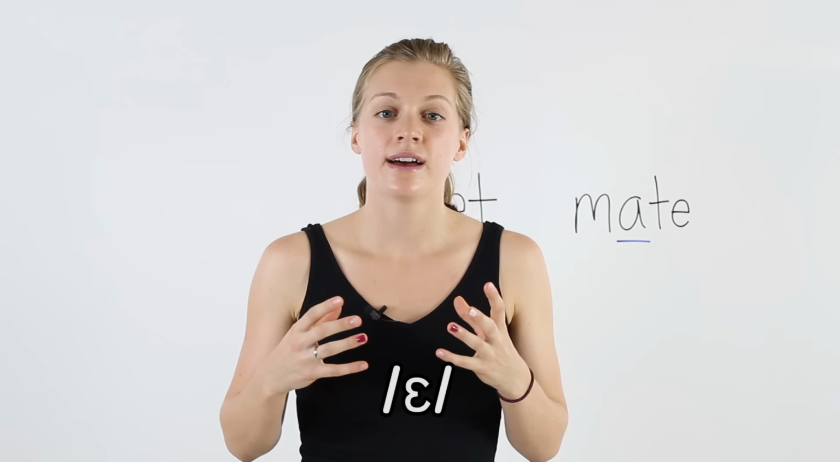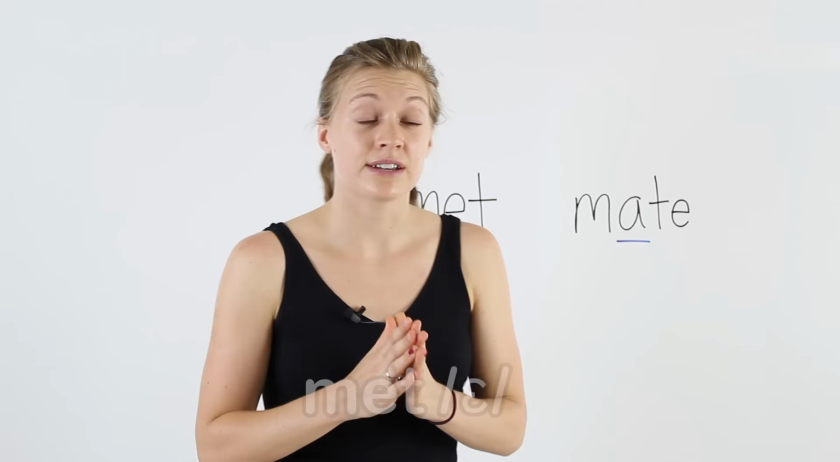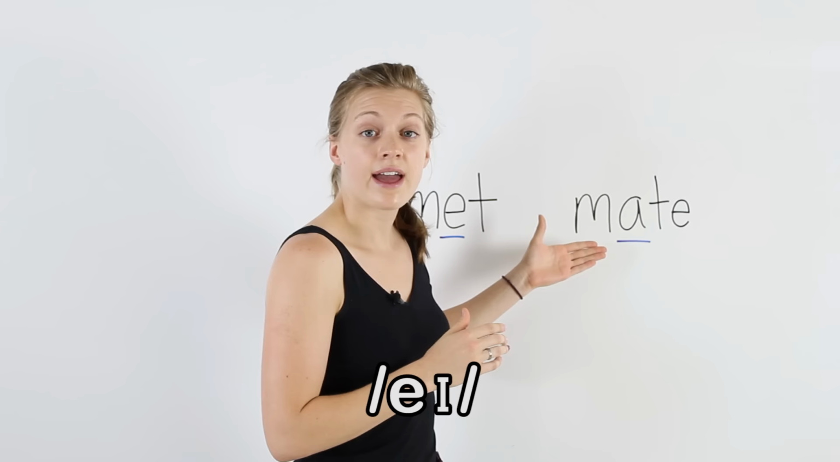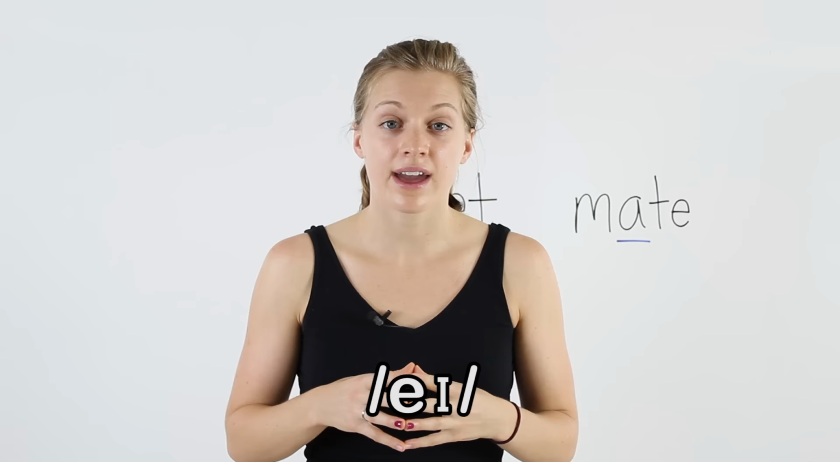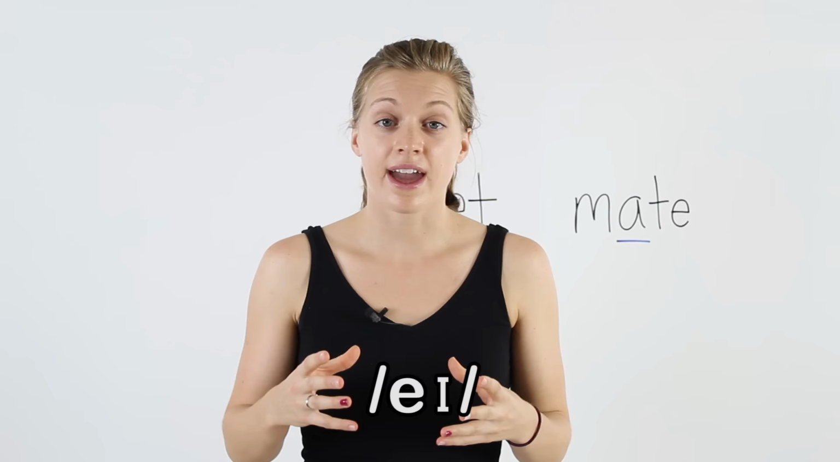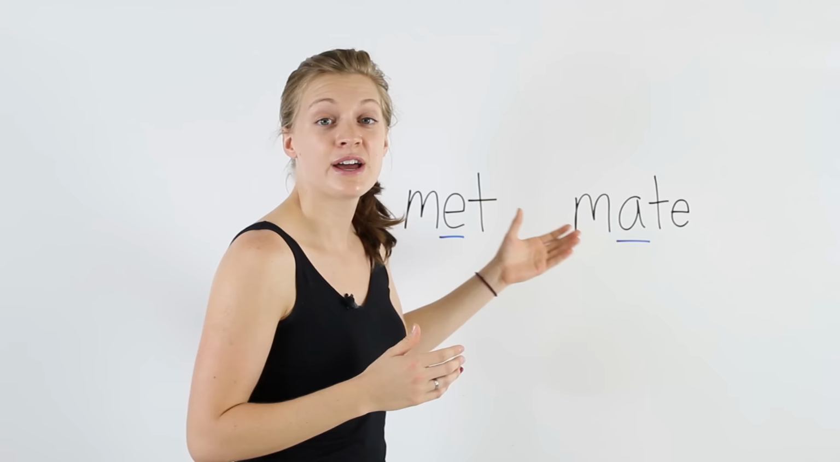Let's try it together. Eh. Met. Now, you can see for a, we have mate. A. Mate. Now, this is a much longer sound, and your mouth is opening much wider. Mate. A. Let's try it together. A and mate. Very good. Now that you can see and hear the difference between met and mate, let's look at some word pairings. Please listen carefully.